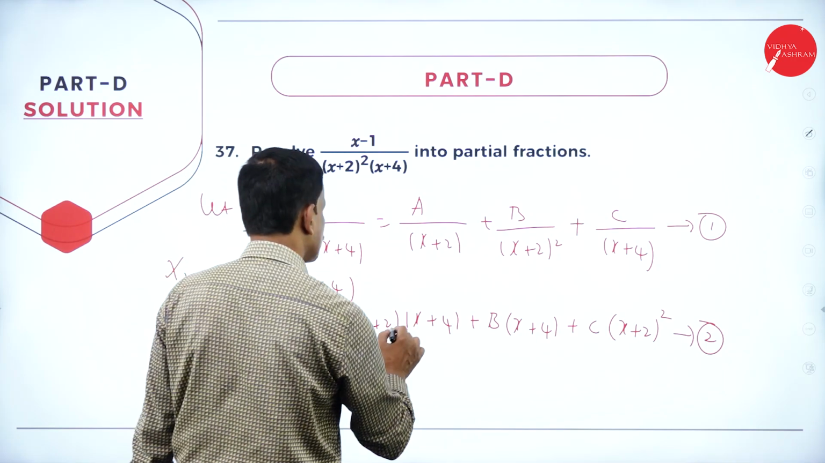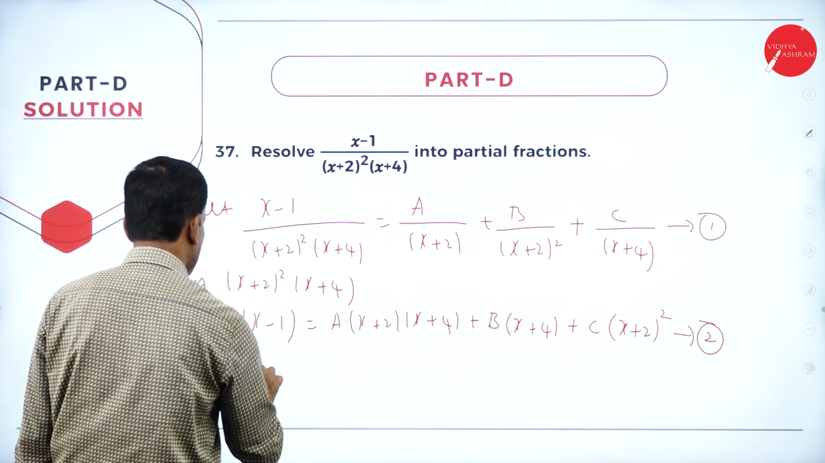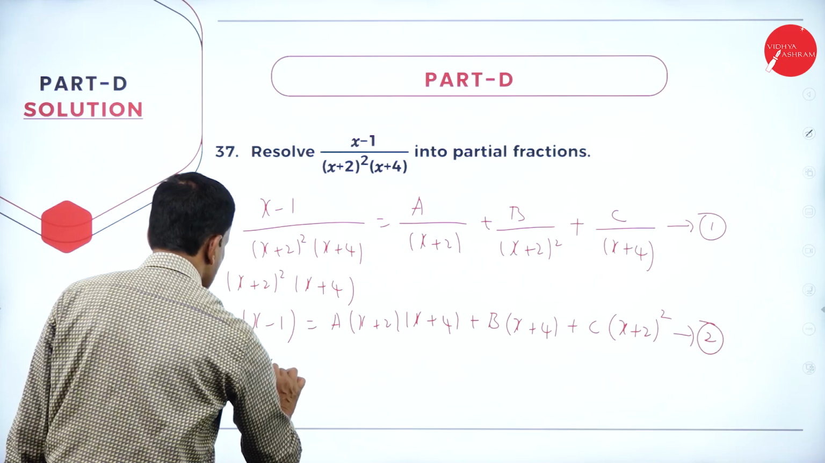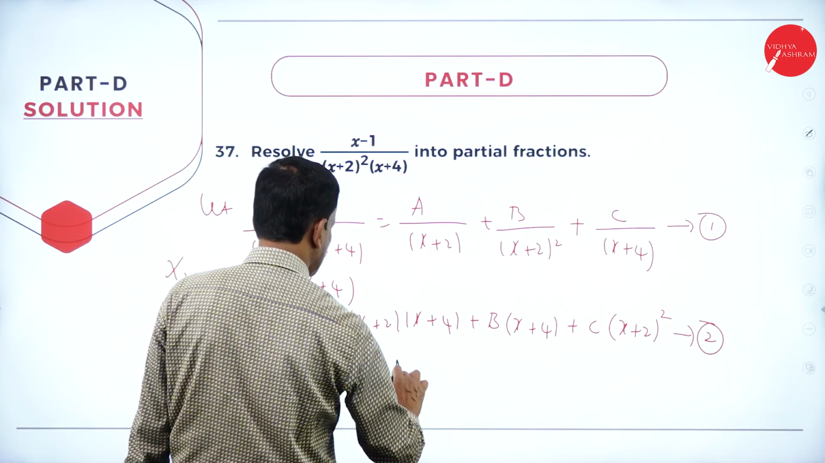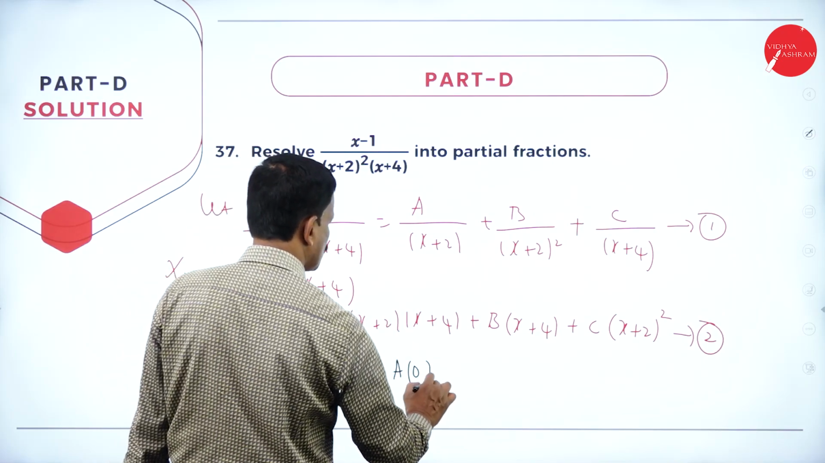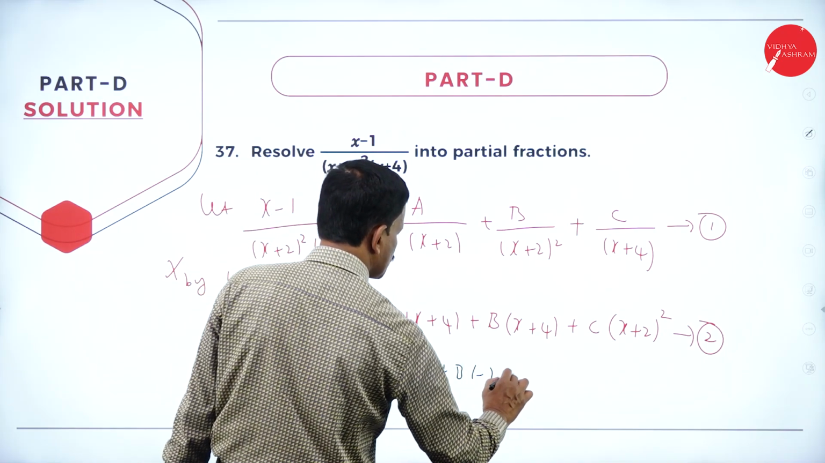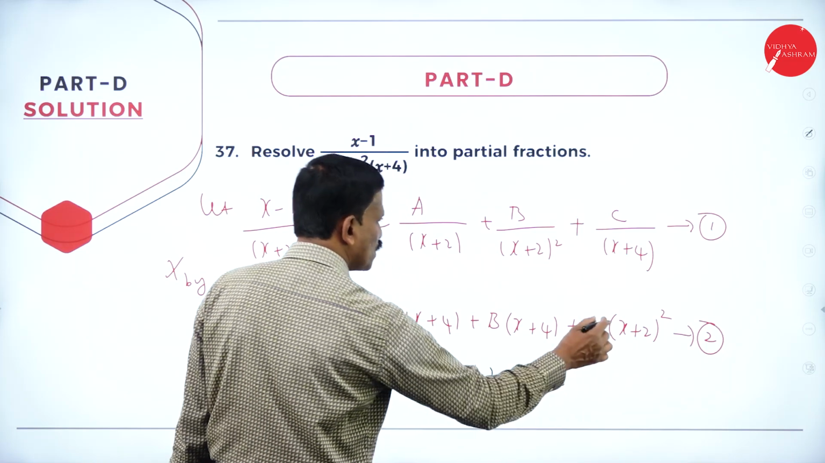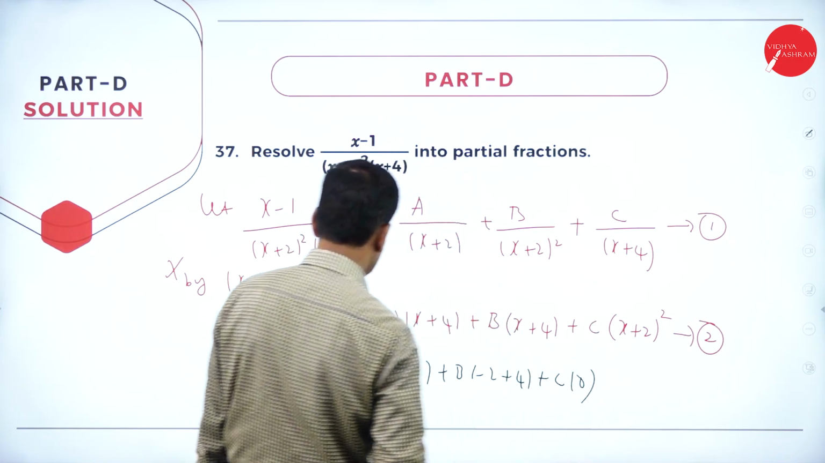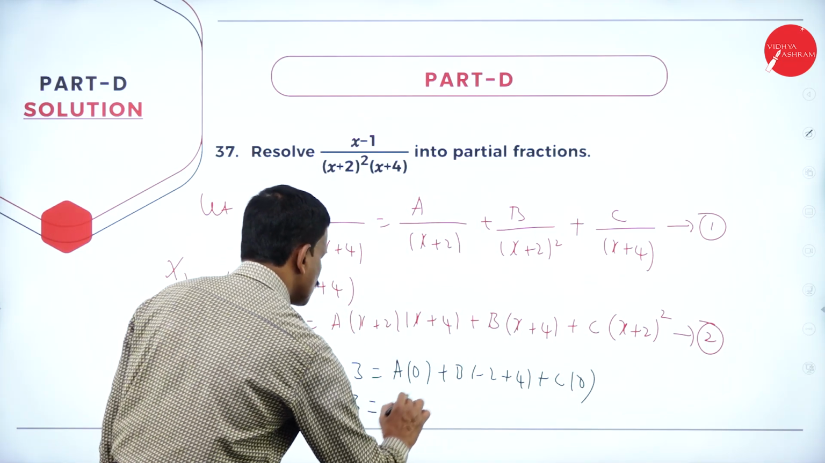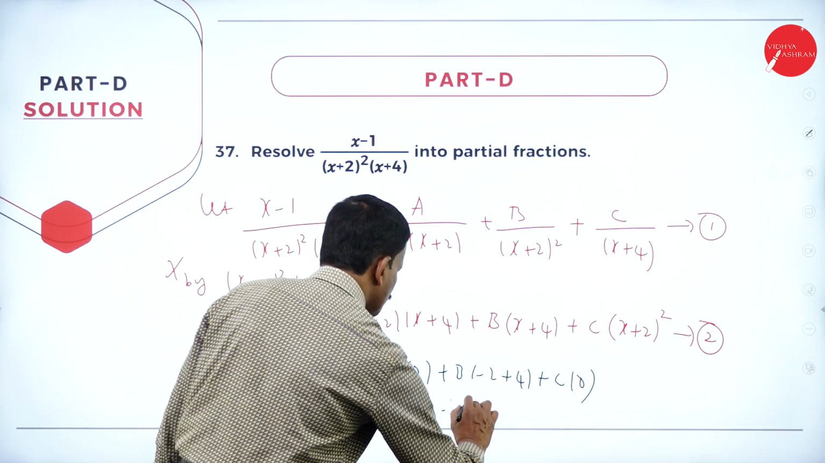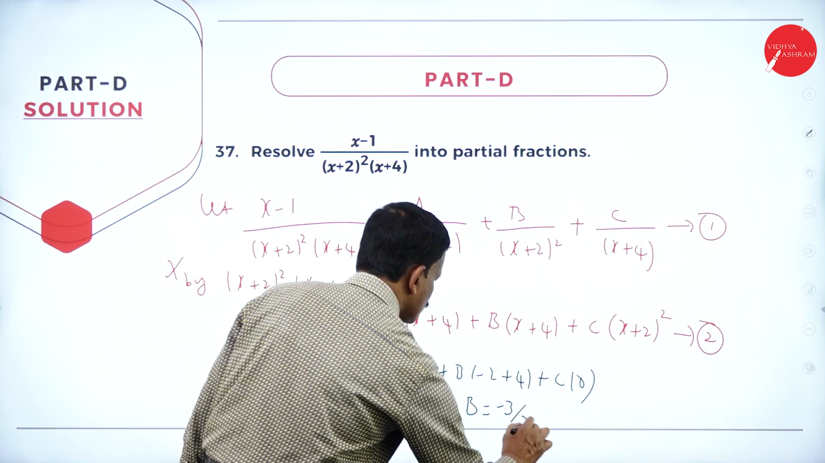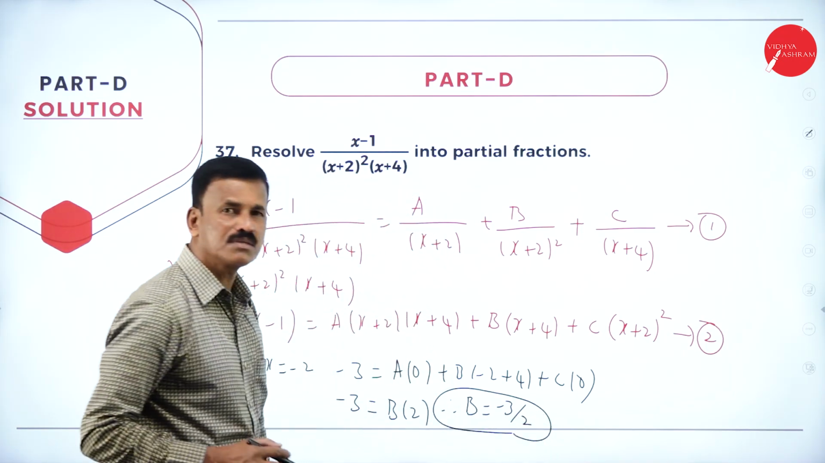Now first put x is equal to minus 2. What happens? Minus 2 minus 1 is minus 3, equal to A into minus 2 plus 2, A becomes 0, plus B into minus 2 plus 4, plus C into minus 2 plus 2 gets cancelled, C is also 0. So minus 3 is equal to B into 4 minus 2, which is 2. So therefore B is equal to minus 3 by 2.